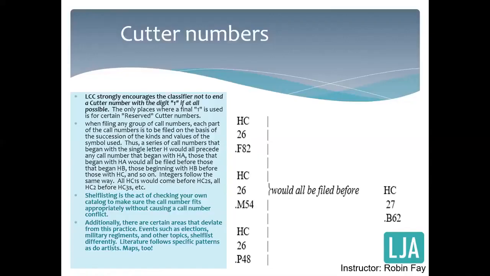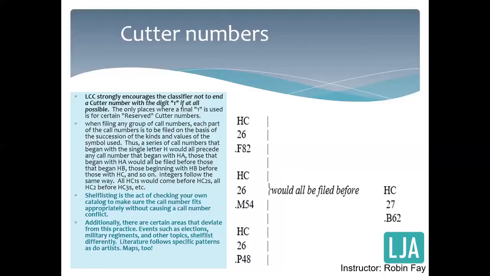LC does strongly encourage the classifier not to end a cutter number with the digit 1 if at all possible. 0 is also in that category too. It's one of those areas where 0s and 1s can be a little bit tricky. I'm not going to read through all of this, but you will have this. It breaks down that whole process we just talked through in terms of how things are shelved. So shelf listing is the act of checking your own catalog to make sure that the call number fits appropriately without causing a call number conflict.